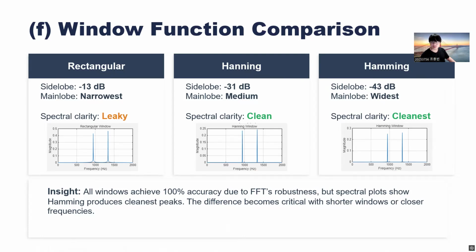Looking at the spectral plots side by side, the difference is visually obvious. The rectangular window shows noticeable leakage spreading around the peaks, while the Hamming window produces much cleaner, more isolated peaks. Now, in terms of decoding accuracy, all three windows achieve 100% success, which is consistent with what we learned from Part D about FFT's robustness. The DTMF peaks are so dominant that the noise was not large enough to affect the FFT result. But if the noise is big enough, then it may affect the final result.